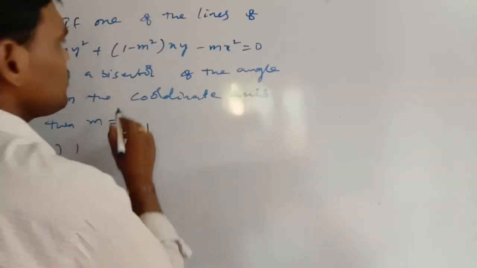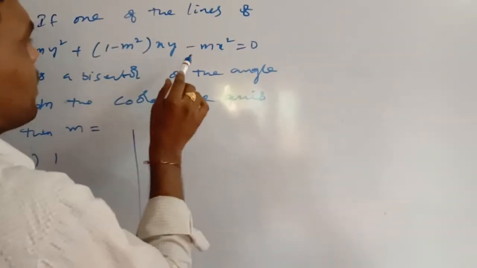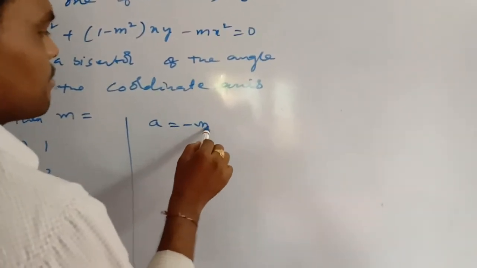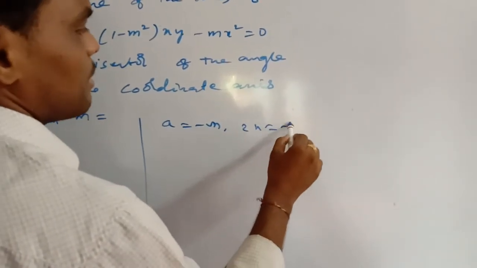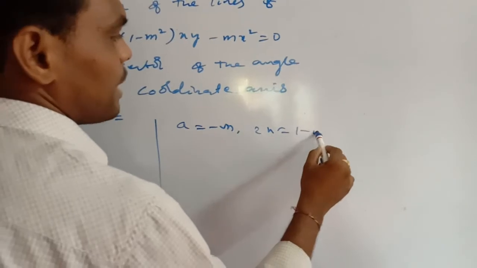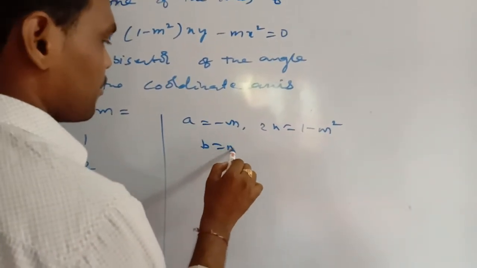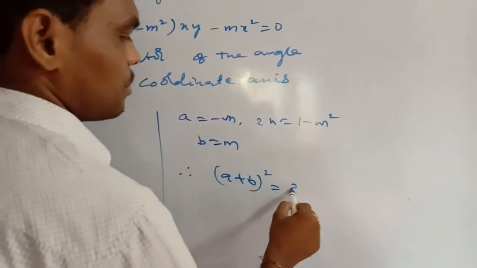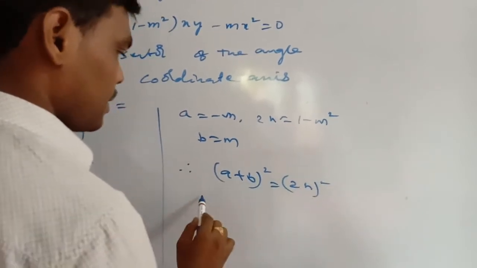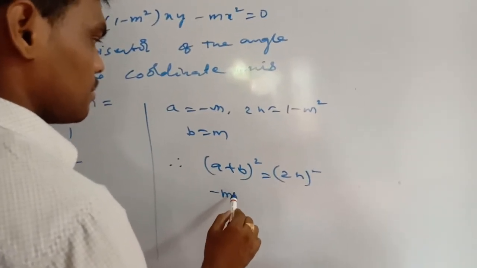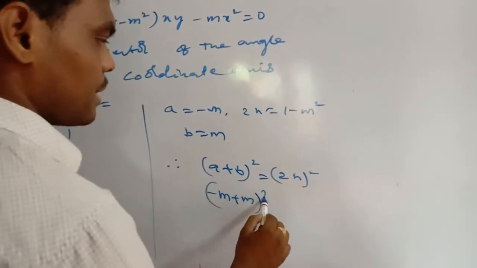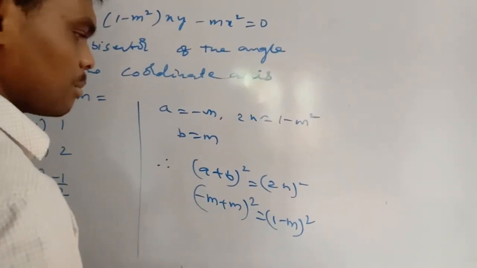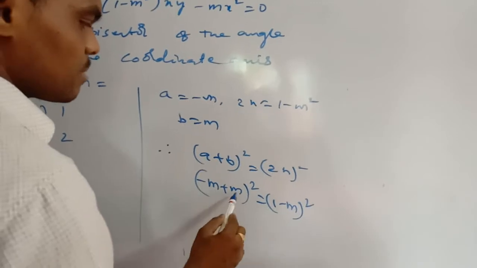Now here, one of the lines, the pair of lines, is ax square plus 2hxy plus by square is equal to 0. Here a is minus m, 2h is equal to 1 minus m square, and b is equal to m. Now a bisector of an angle between the coordinate axes means a plus b whole square is equal to 2h whole square. Now here a plus b, minus m plus m, whole square is equal to 2h whole square. 1 minus m whole square is equal to 0. Okay, 1 minus m whole square is equal to 0. This is minus m plus m, which is 0.